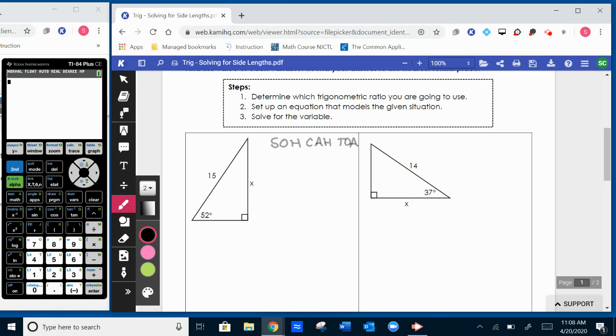And I'm going to try to use the same colors that I did previously. So if I look at my reference angle, which is 52 degrees, I'm just going to mark that so I know where I'm working from. And then the easiest one to always mark is our hypotenuse, since it is going to be across from the right angle. So there's my H.